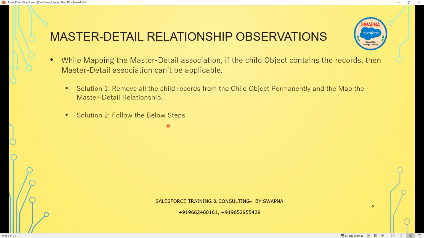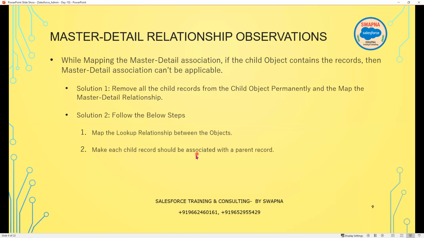Step 2 is first you create a lookup relationship. In order to implement a master detail relationship, first you need to implement a lookup relationship between the objects. Then provide the parent value on the child record. Once the child record is updated for all the records, then convert the relationship from the lookup to the master detail relationship.